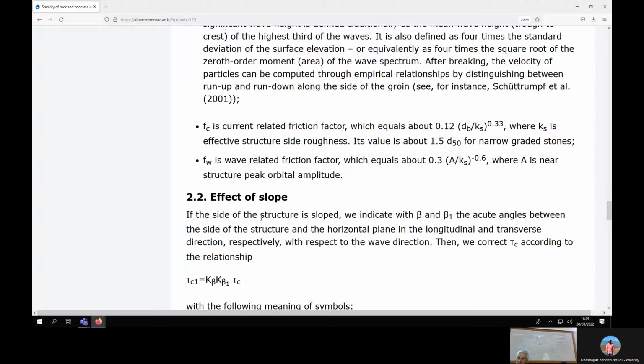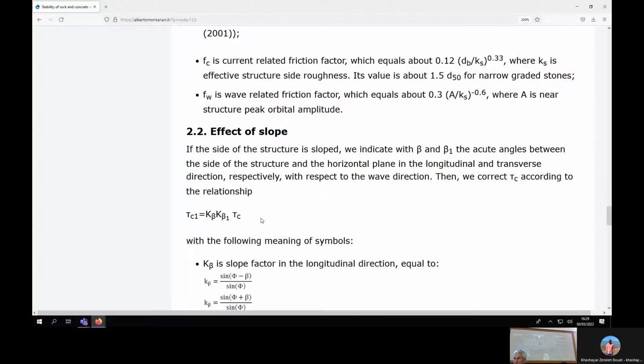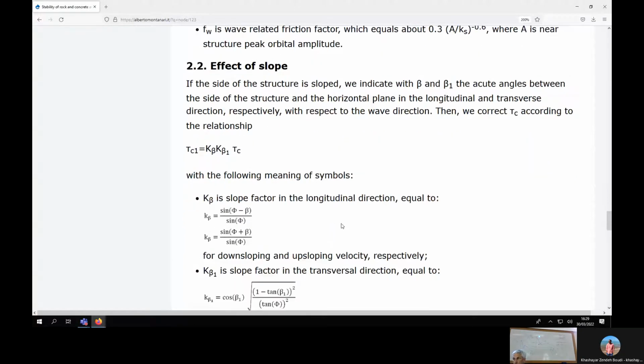The effect of slope makes a difference. Basically, how it is computed by correcting the shear stress. You see that a new shear stress TC1 is computed, which is given by TC times 2 correction factors, which depend on two slopes, the slope in the longitudinal direction and the slope in the transversal direction.